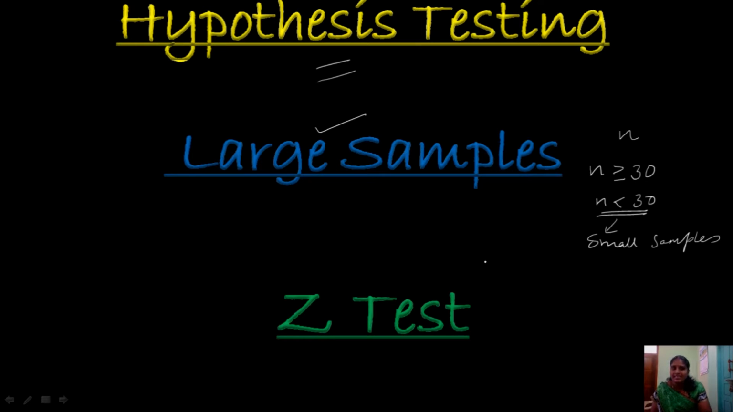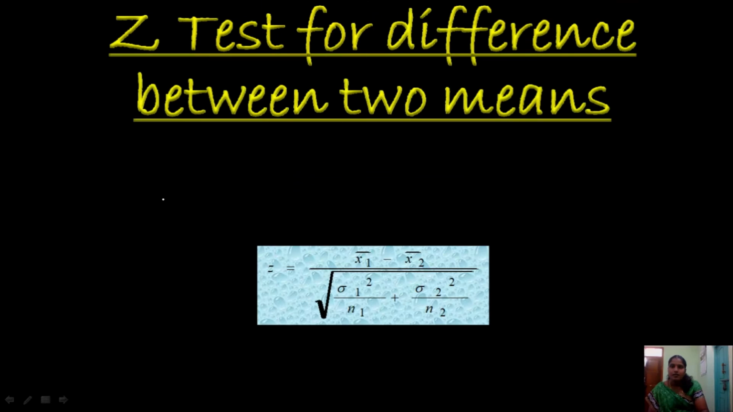There are so many tests available to test a hypothesis. For large samples, we make use of the z-test to test the significance for a single mean, difference of means, single proportion, and difference of proportions. Now, I am going to explain the test of significance for the difference between two means. Under this test, we have to test whether the difference between the two sample means is significant or not. For that purpose, we make use of this test.